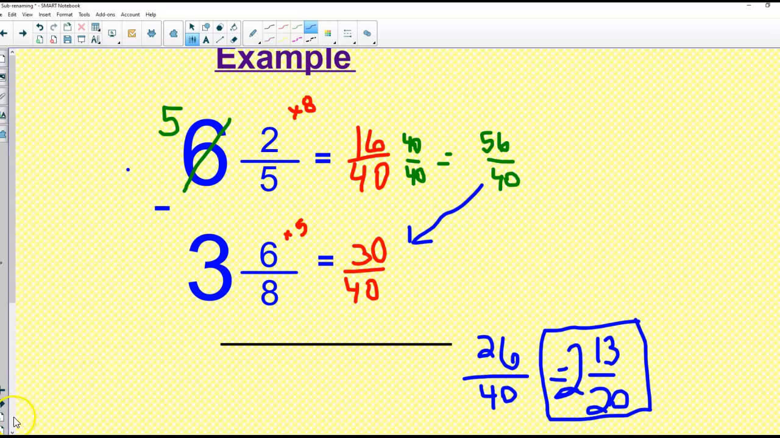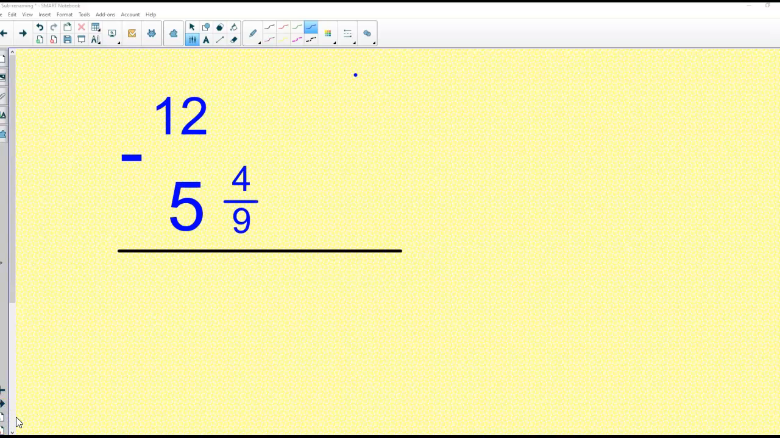Okay, I want to show you one last problem here. Okay, let's look at this problem. It looks a little different because it says 12 wholes minus 5 and 4/9. So as you notice, this does not have a fraction here. But if we use renaming, we should be able to make it into a fraction. We need to make a whole number and a fraction that totals 12. Well, we could do that by borrowing from the 12.